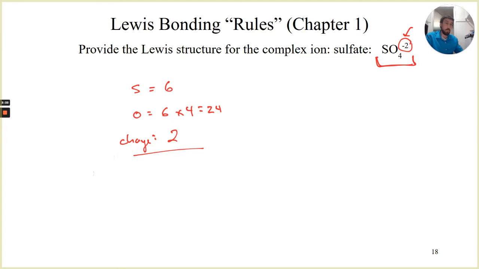24 and 6, for the record, is not 32, it's 30, plus 2 gets us 32. The center atom, okay? The center atom should be sulfur. I'll get a lot of people saying, oh, it's the first one that shows up. In a simple Lewis structure, yes.